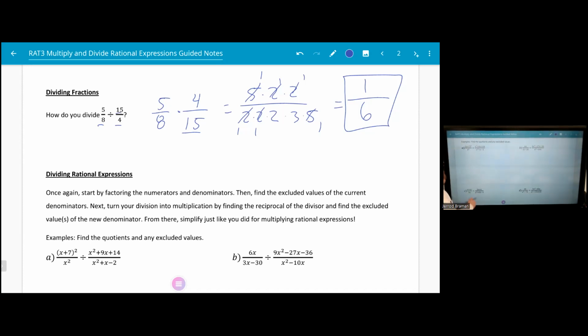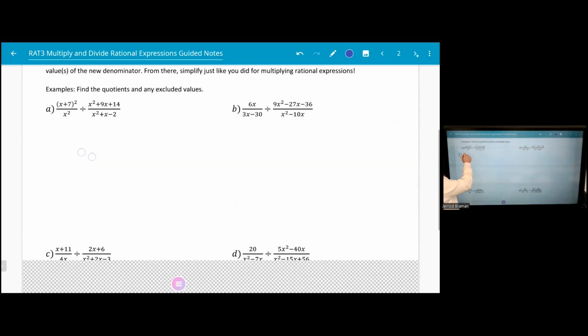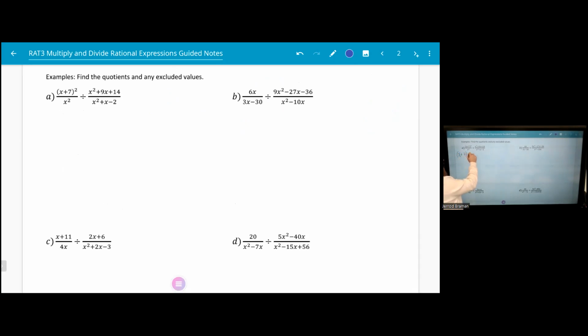Well, x plus 7 squared, let's write this out. x plus 7 times x plus 7 divided by x squared, right? And now this is all divided by, well, let's see, x squared plus 9x plus 14. Oh, okay, 2 and 7. x plus 2, x plus 7. What multiplies to -2 but adds to +1? How about x plus 2?